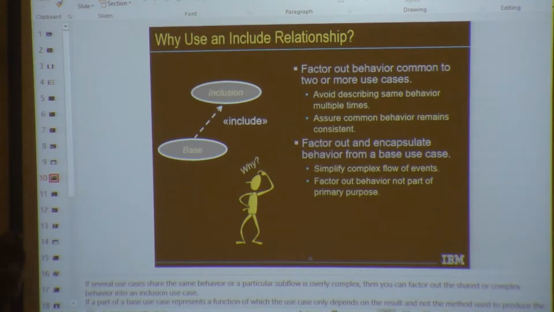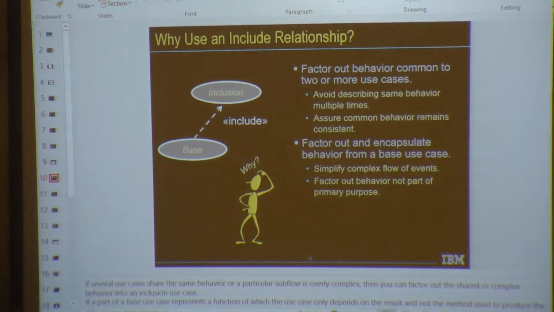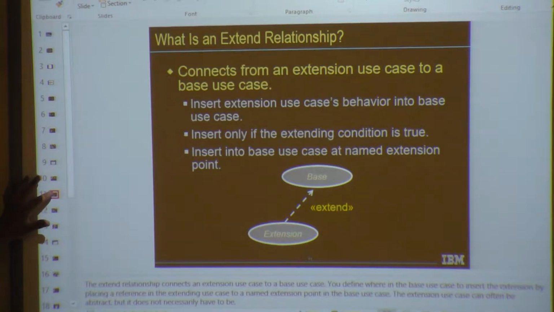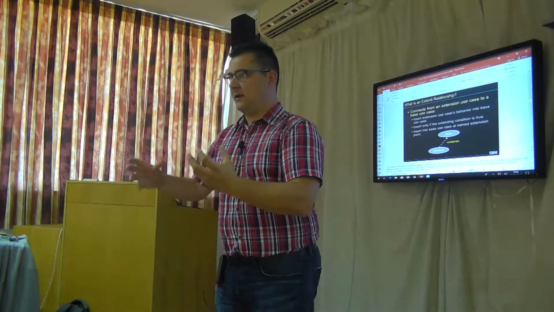So there's a bit of mention about why we use the include relationship: to factor out behavior which is common to two or more use cases, and to factor out and encapsulate behavior from our base use case and place it in another use case. Then there's also a mention about the extend relationship. What is the difference between the extend and the include?